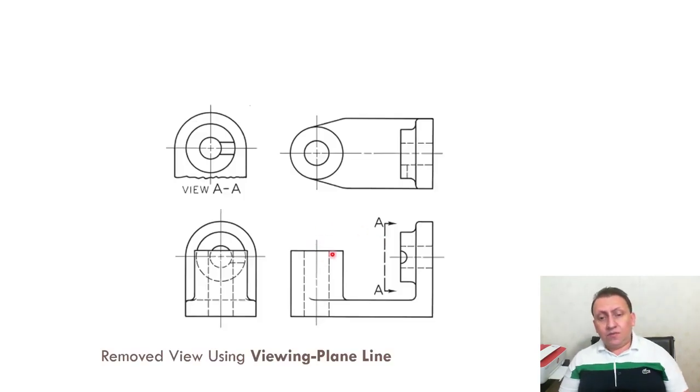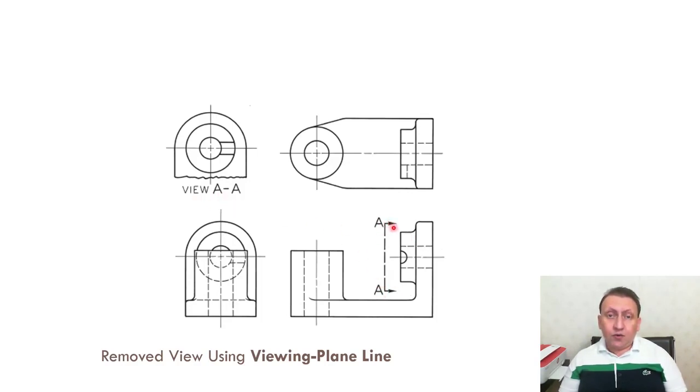Here, top, front, left side of you. I want to tell other people, if you look from this side, what's the first thing you will see? You'll see this shape. And this shape is here, blocking you from seeing the circle. But if you want to see the circle without seeing the dashed line, you want to see the circle clearly visible, you need to add viewing plane line AA and show the result at view AA.